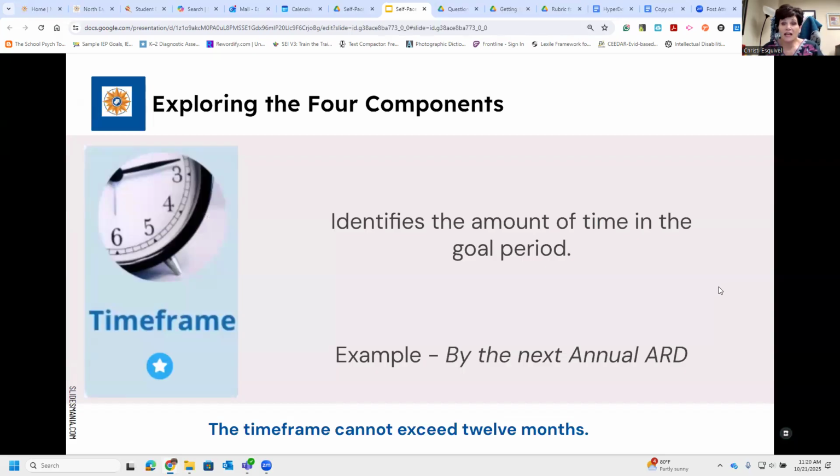The first element of an annual goal is the time frame. The time frame identifies the amount of time in the goal period. For example, by the next annual ARD or from annual to annual. For graduating seniors, the time frame might be less. It might be by the end of, say, the 25-26 school year.